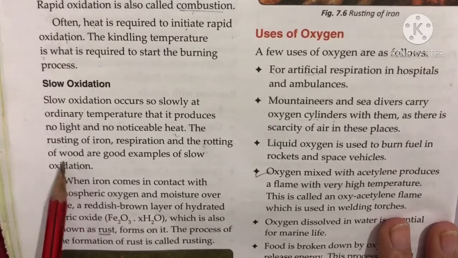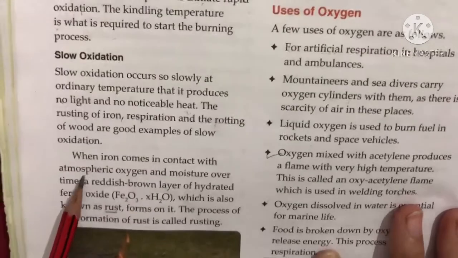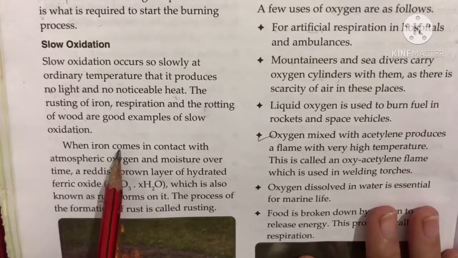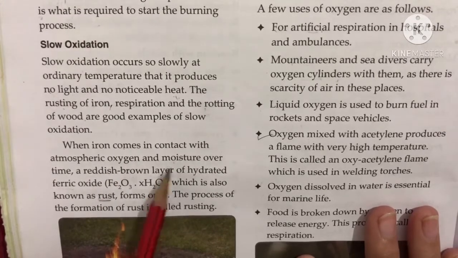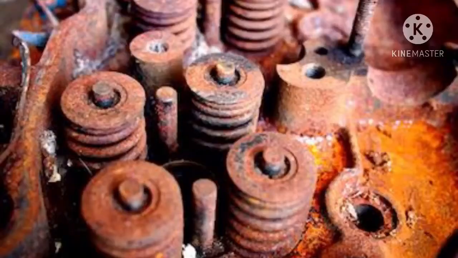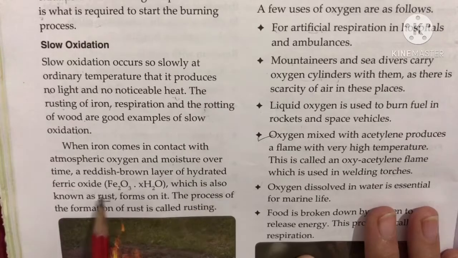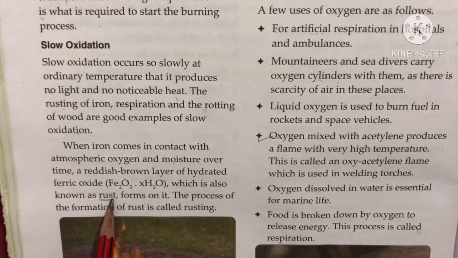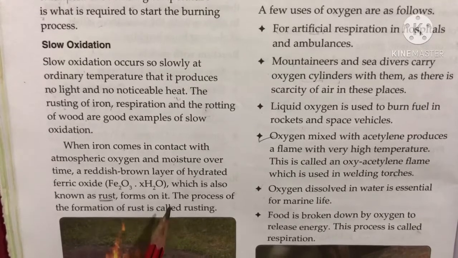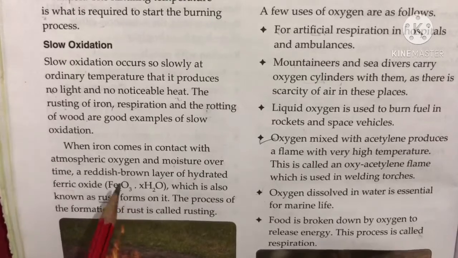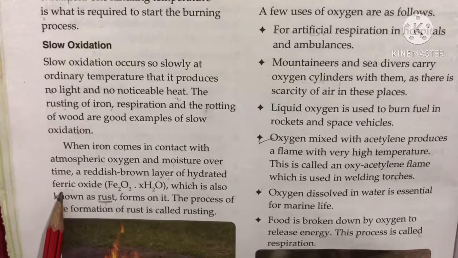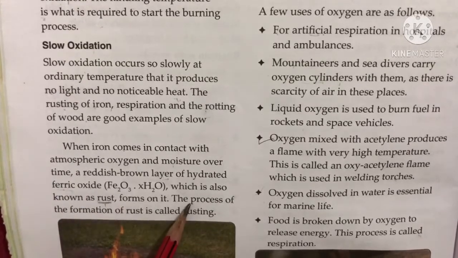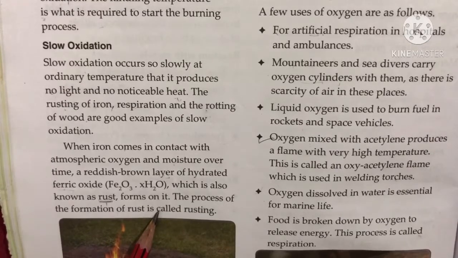So let's talk about rusting of iron. In rusting of iron, when iron comes in contact with atmospheric oxygen and moisture, there is a formation of a reddish brown layer of hydrated ferric oxide, which is also known as rust. So when iron is in contact with atmospheric oxygen and moisture, a reddish brown layer is formed at the surface of the iron, and that is called rust, also called ferric oxide. This process is called the rusting of iron.